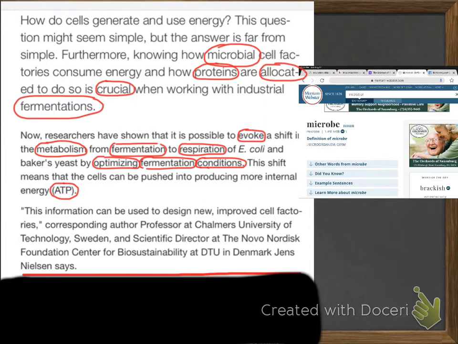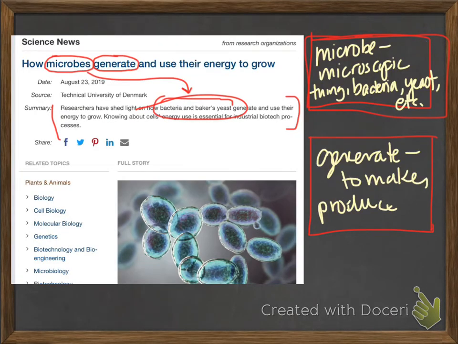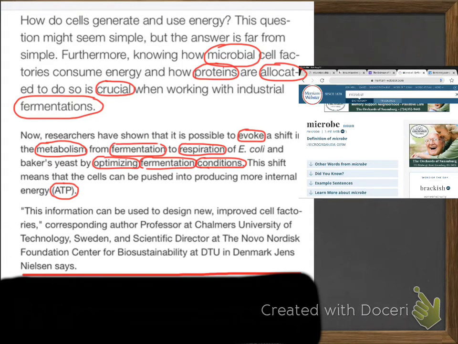Oh, a microbial cell factory. It's a factory made of microbe cells. Okay. So a little factory of, which microbes were we talking about? Oh yeah, bacteria and baker's yeast. So this is a cell factory made up of the cells of bacteria and of baker's yeast. Knowing how microbial cell factories consume energy and how proteins are allocated to do so is crucial when working with industrial fermentations.